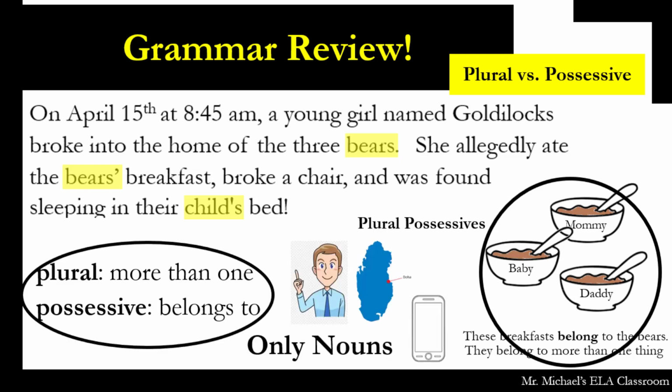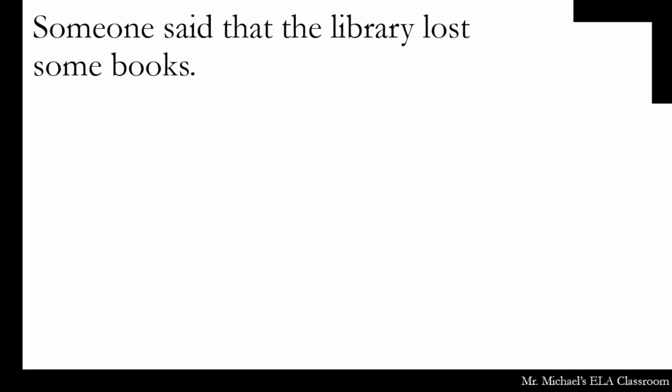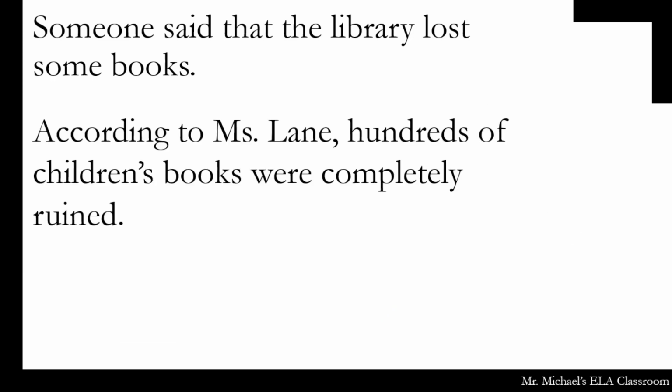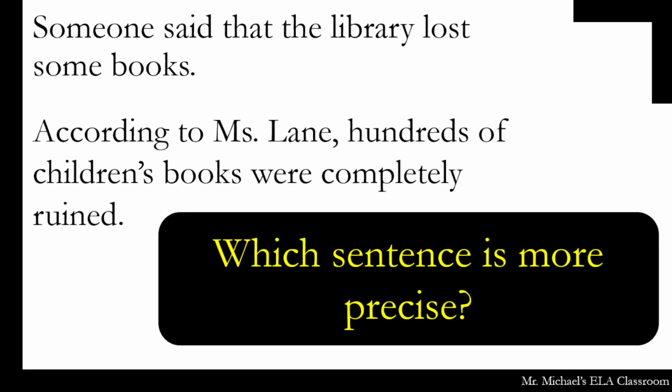Remembering that we only do this for nouns, which are people, places, and things. If you add an S to a verb, it does something very different. We'll look at one more quick example. Someone said that the library lost some books. Oh, not such a big deal. According to Miss Lane, hundreds of children's books were completely ruined. Which one is more precise? Obviously, the one that has used more precise language.